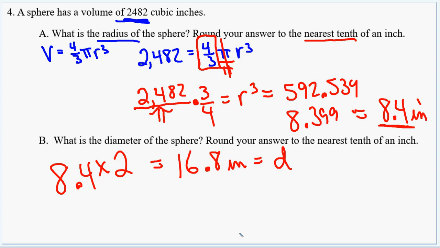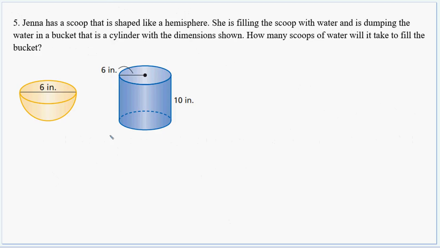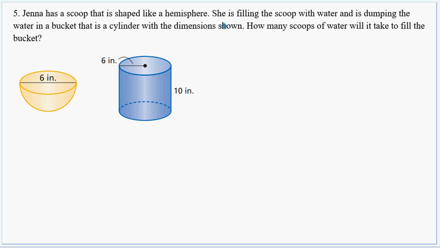All right, we're getting close. Just a few more to go. Number 5. Jenna has a scoop shaped like a hemisphere. She's filling the scoop with water and dumping that water into the bucket that is a cylinder with dimensions shown. How many scoops of water to fill the bucket? So we're going to find the volume of the sphere, and we're going to find the volume of the cylinder and see how they compare.